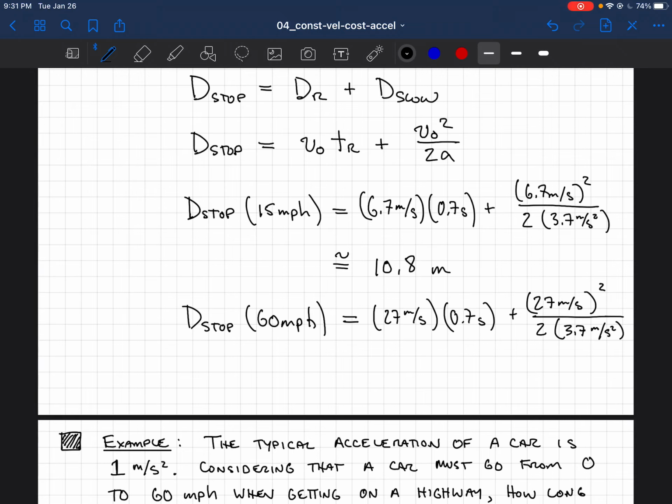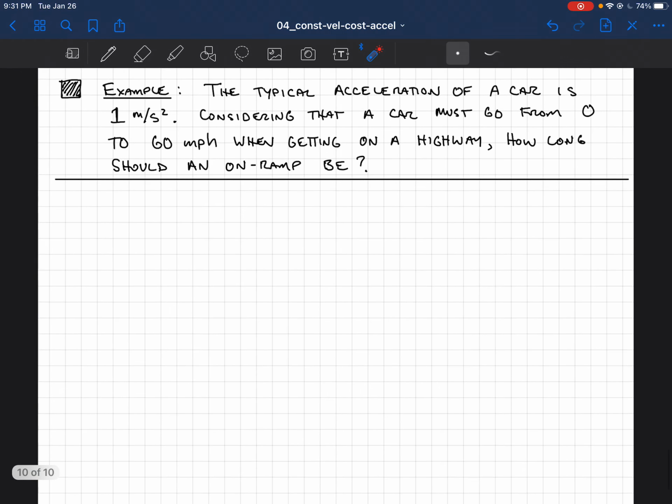So we get 27 times 0.7 plus 27 squared divided by 2 divided by 3.7, and we get 117 meters approximately. So notice you increase the speed by a factor of 4, and the stopping distance doesn't increase by a factor of 4. It increased by a factor of about 10 there. So that's interesting. We didn't know that before.